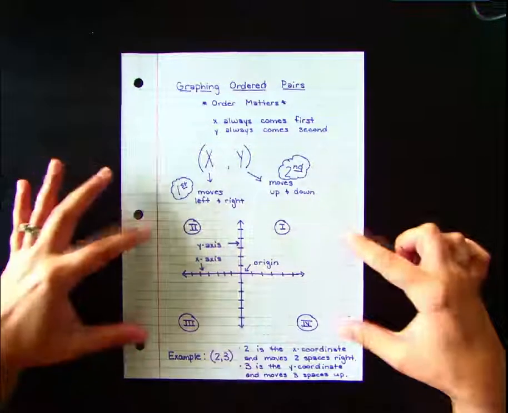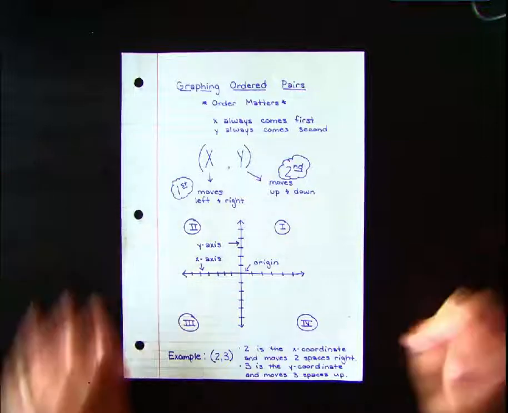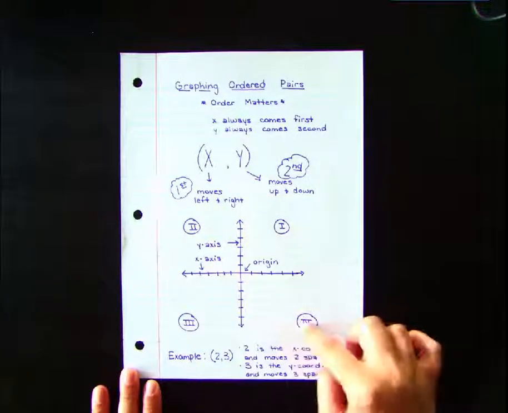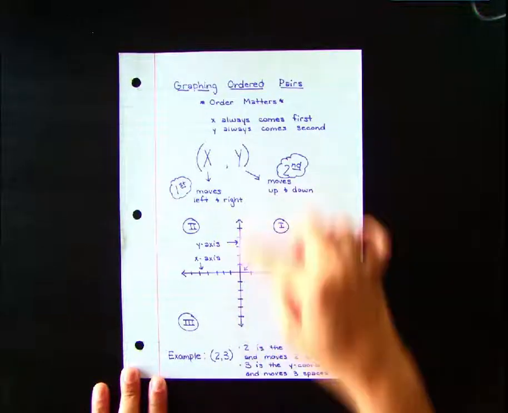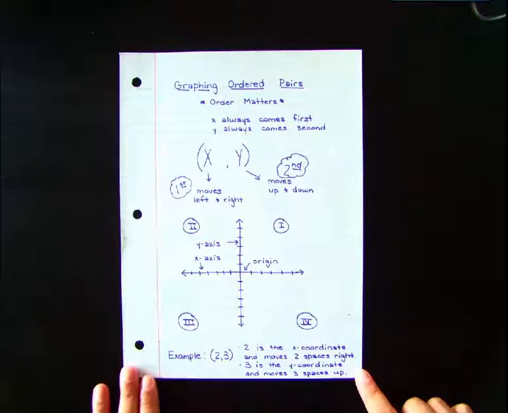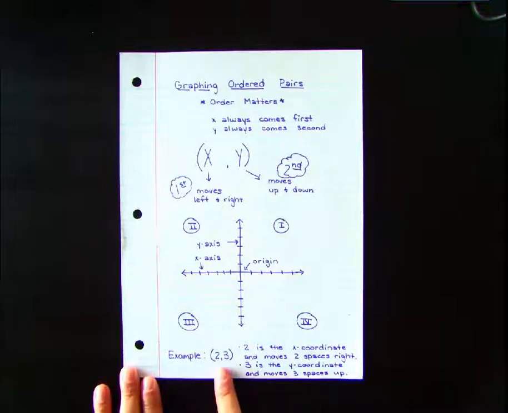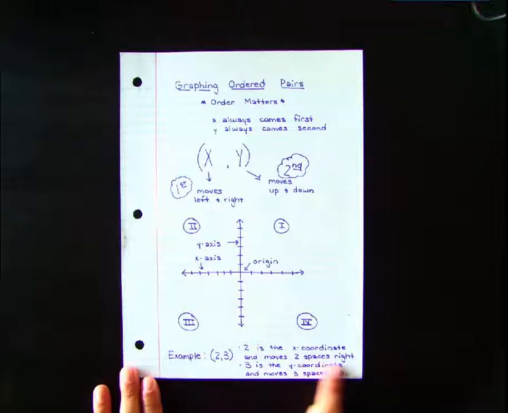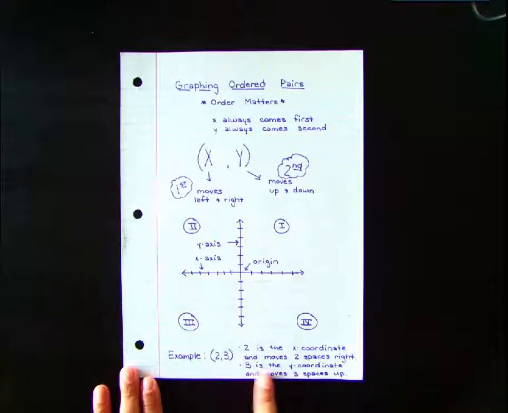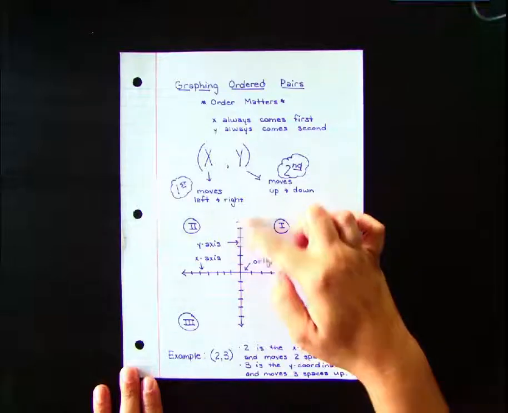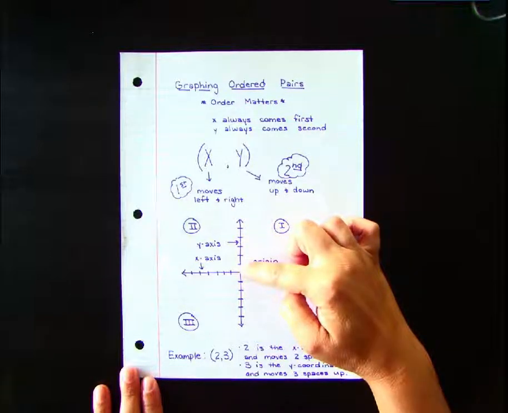Okay, so then I just have myself a real quick picture just to remind myself the quadrant numbers, where the origin is, which axis is the X and which one is the Y. And then I just gave myself a little example down at the bottom. So I have the ordered pair 2, 3. 2 is the X coordinate and moves 2 spaces to the right, because remember X is going to move left and right. 3 is the Y coordinate and it moves 3 spaces up, because again Y is going to go up and down the y-axis.